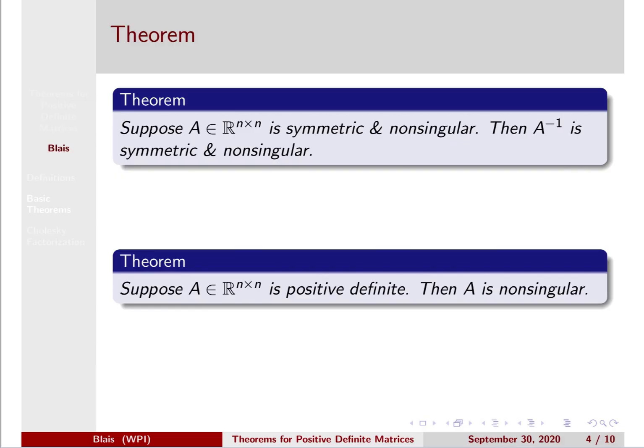Let's think about some more theorems. First, suppose that A, a matrix in R^(n×n), is symmetric and non-singular. Then its inverse is also symmetric and non-singular. Of course, non-singular we get for free because we know the inverse of A inverse is A. But it's true that if A is symmetric and non-singular, remember non-singular is synonymous with invertible, then its inverse is also symmetric and non-singular.